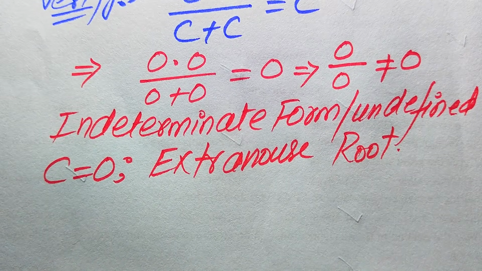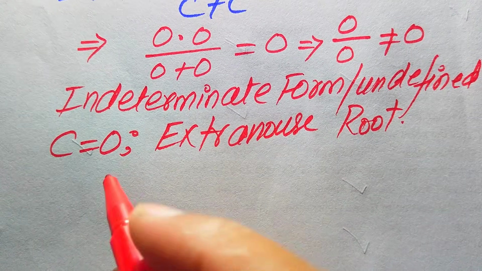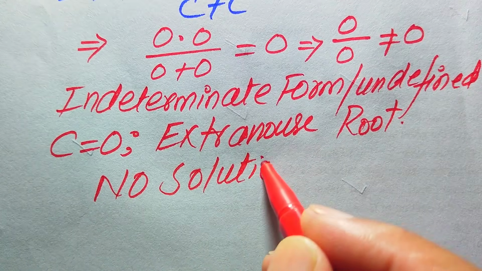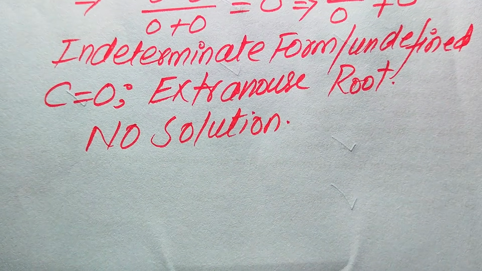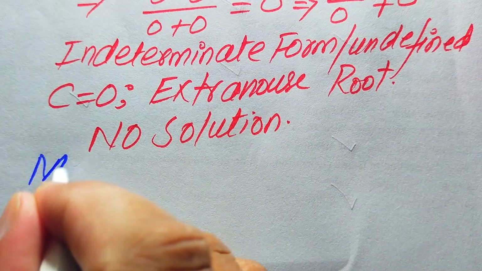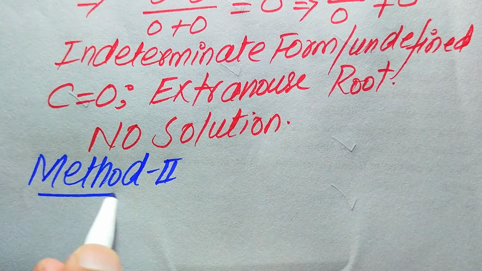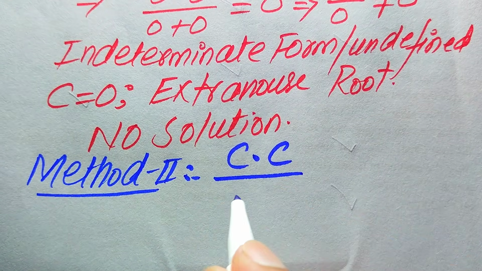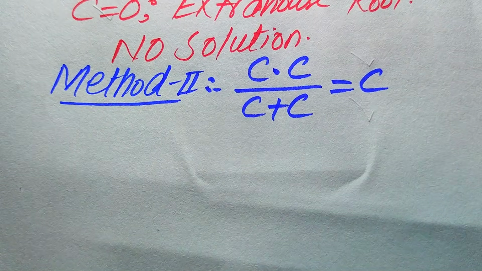And further you see here we cannot get any other value of c which satisfies our given question statement. So we finally conclude that this question has no solution in general. So this is our final answer which we get here from the first method, and now we again solve this problem with the second method. So for the second method, we need to copy down the given question statement here, and the given question statement is c times c divided by c plus c is equal to c.